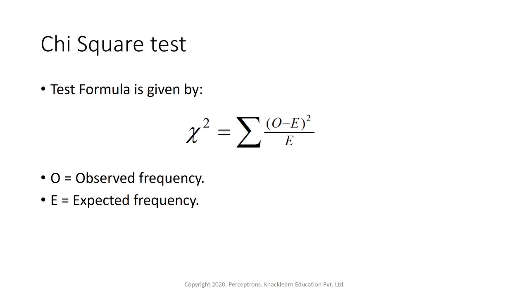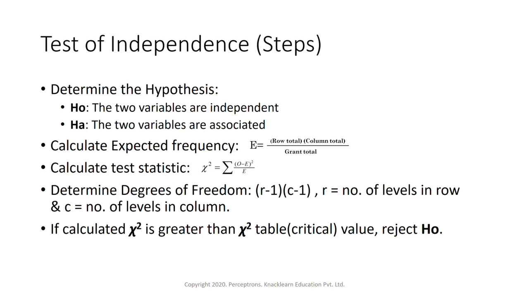Now the formula behind the chi-square test is given as chi-square equals the summation of (O minus E) whole square divided by E, where O is the observed frequency and E is the expected frequency. So, the steps involved in a chi-square test. We'll take the example of the test of independence, the most commonly used one, and see what steps are involved in testing it, or the test of association, as you can also say.